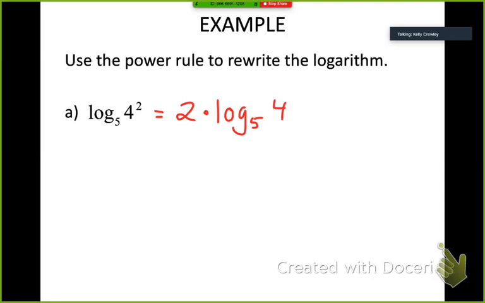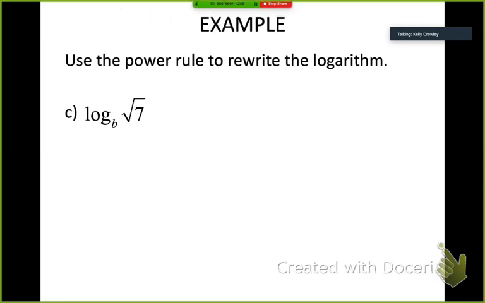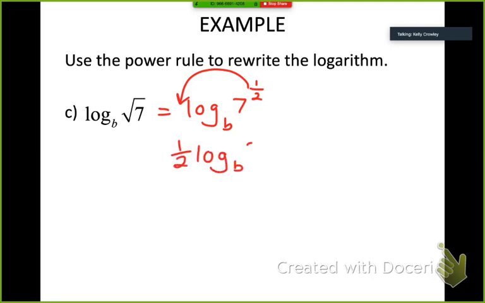Okay, so let's go through a bunch of more challenging ones and see if we've got those good to go. So, log base b of the square root of 7. If you remember, the square root sign is the same as having an exponent of 1/2. So that's really the same as log base b of 7 to the 1/2. And then we can just take that 1/2 in front. So 1/2 log base b of 7, and that would be your expanded form.